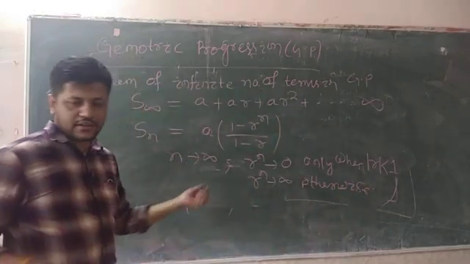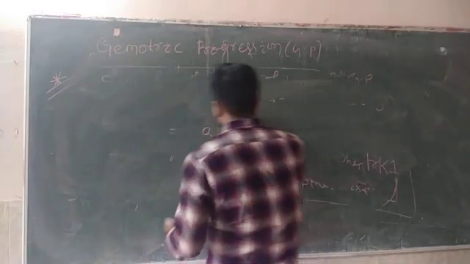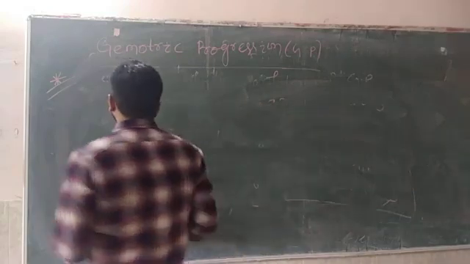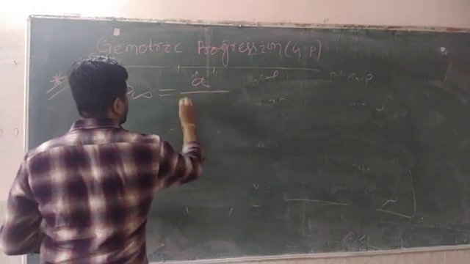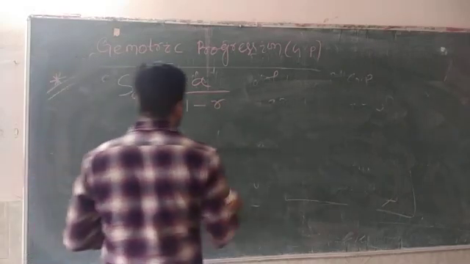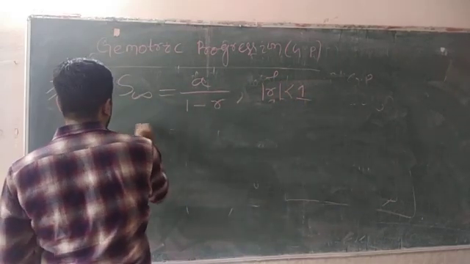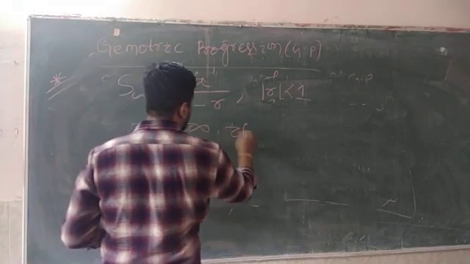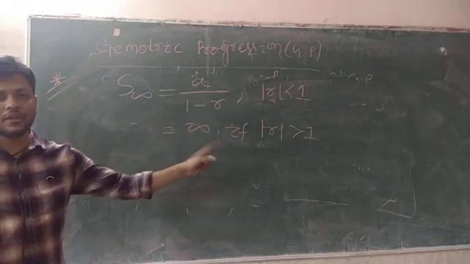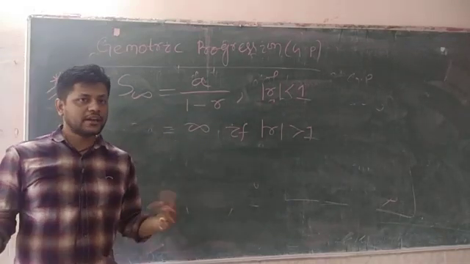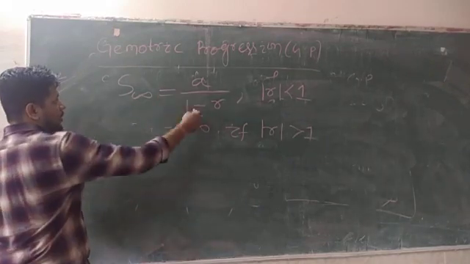So hence, how to write this? You have to remember. The sum of an infinite series in GP, S infinity, is equal to a by 1 minus r, where the magnitude of r is less than 1. This is very important. Or this sum is equal to infinity if the magnitude of r, the common ratio, is greater than 1. If the common ratio is less than 1 in magnitude, this sum becomes a by 1 minus r.